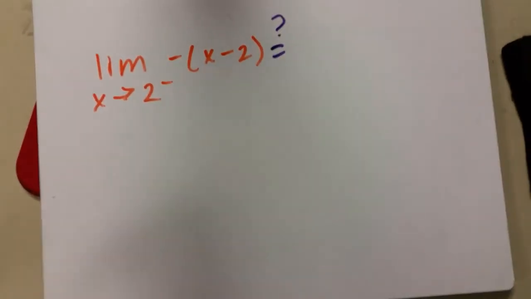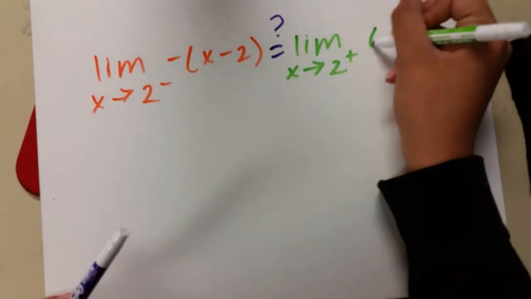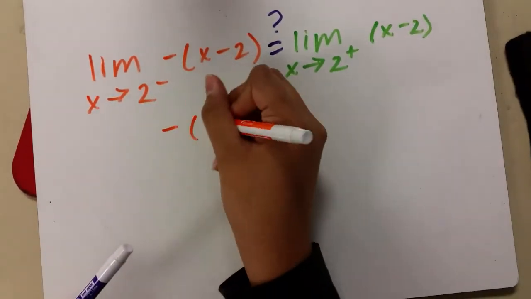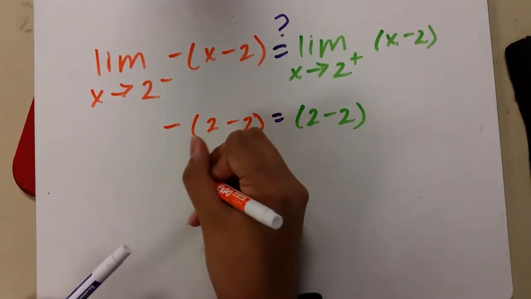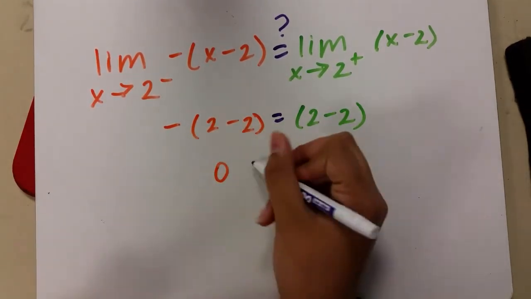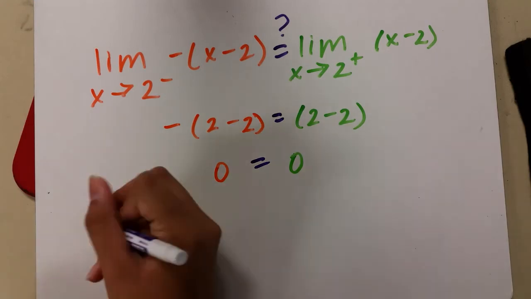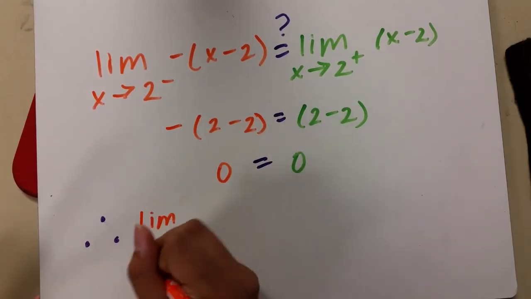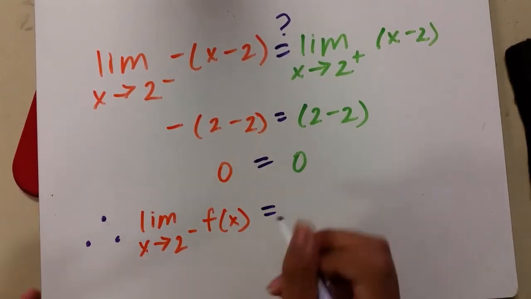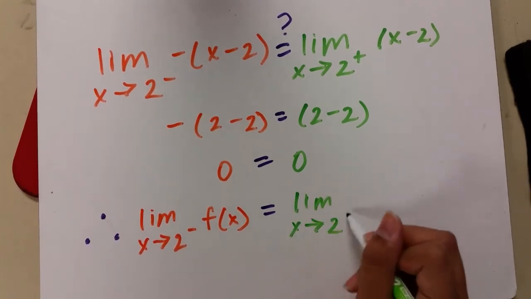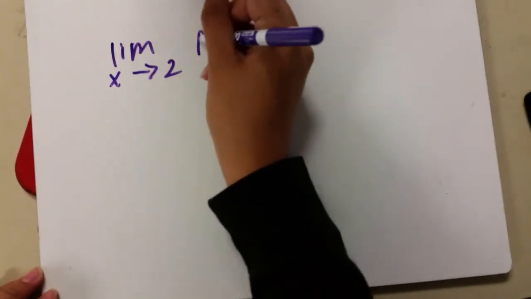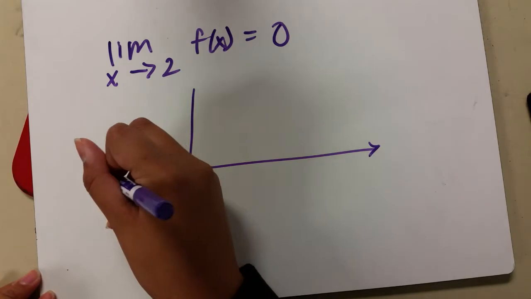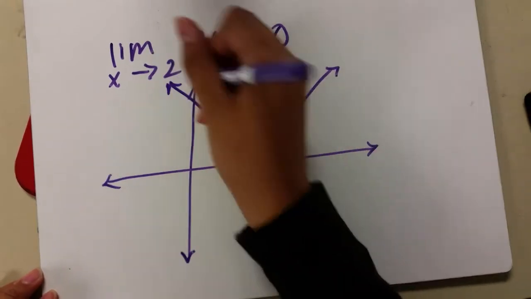Next, you find the limit from the negative and positive side. Check the limit as x approaches 2 from the positive side, and check the limit as x approaches 2 from the negative side using the second equation. Since 0 equals 0, the limit as x approaches 2 of f of x equals 0, and therefore the limit exists.